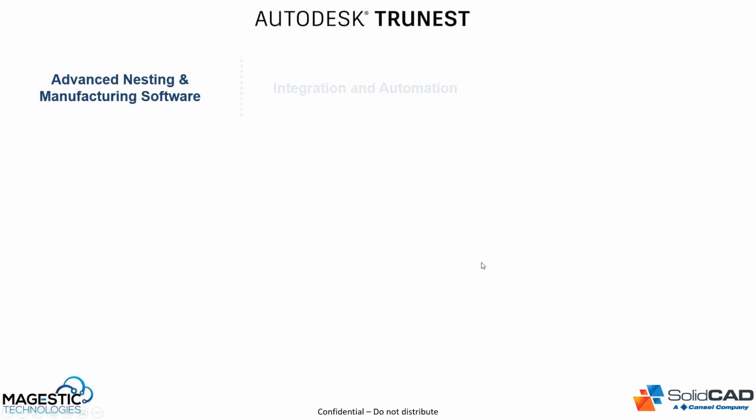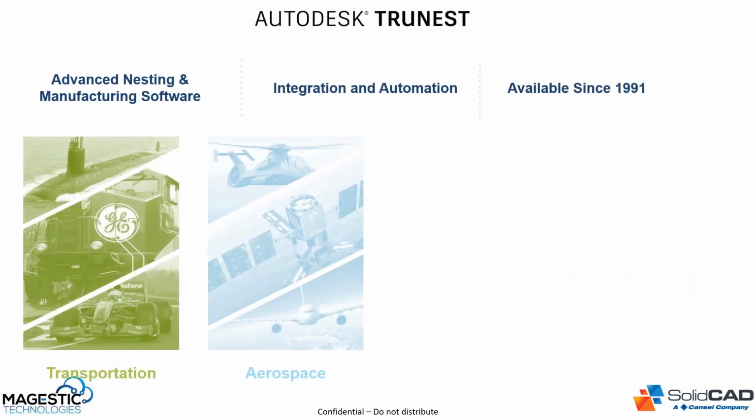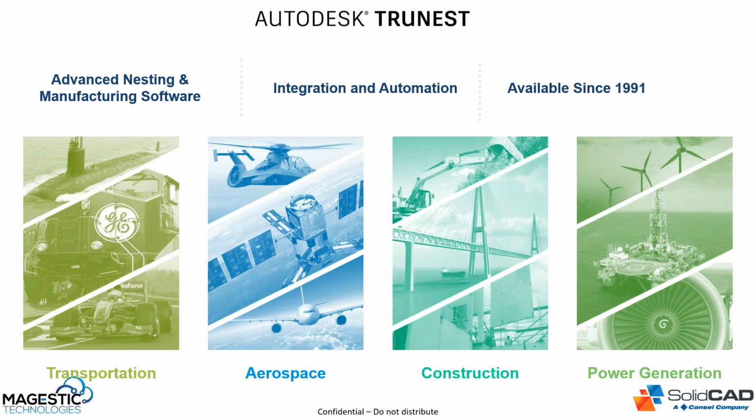Before I do that, I wanted to give you some background, again, if you weren't with us last time, on what TruNest is at a high level. So really, TruNest covers industries and materials for transportation, aerospace, construction, and wind energy power generation. We've been around since 1991, really specializing in integration and automation of production in our customers' facilities.